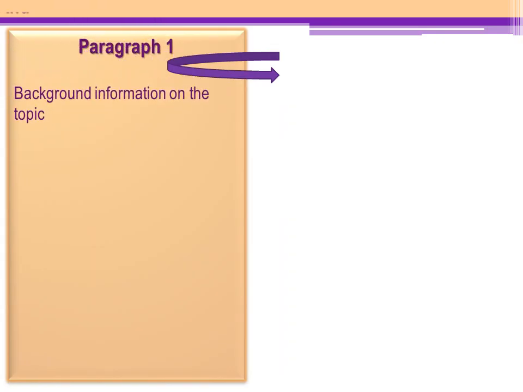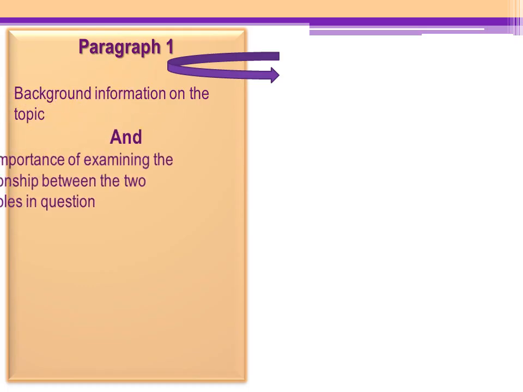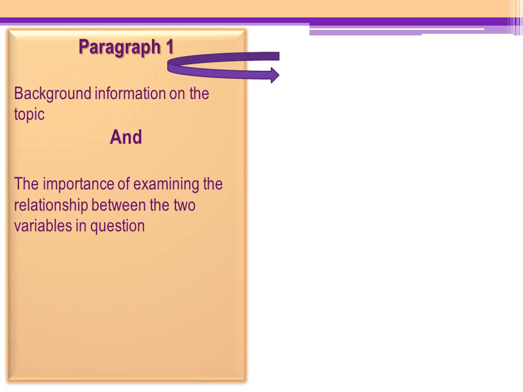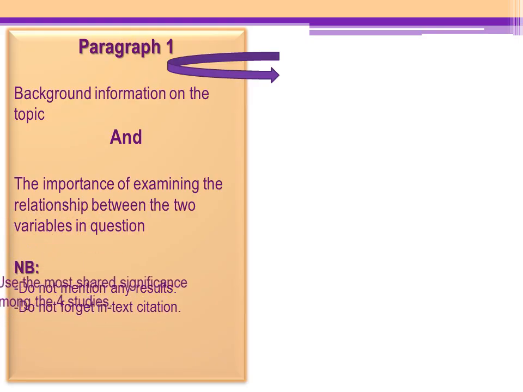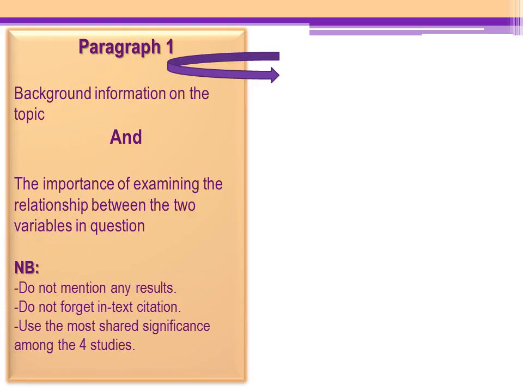Remember paragraph 1? We said that you should include background information on the topic, along with the importance of examining the relationship between the 2 variables in question. Well, remember that you should not mention any results, and you should not forget in-text citation, and you should use the most shared significance among the 4 studies.